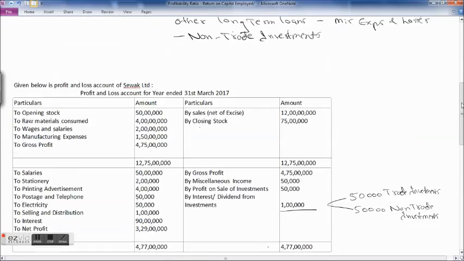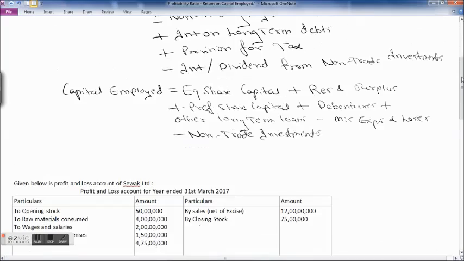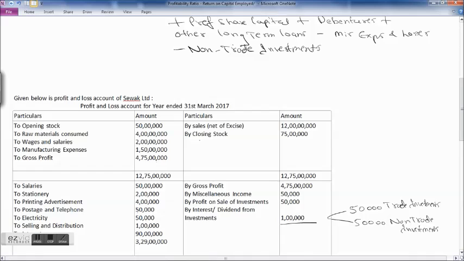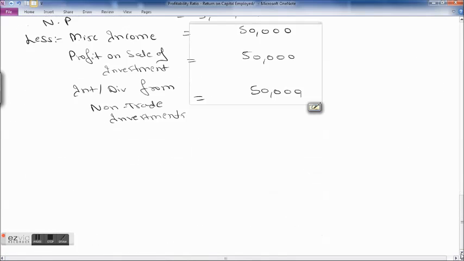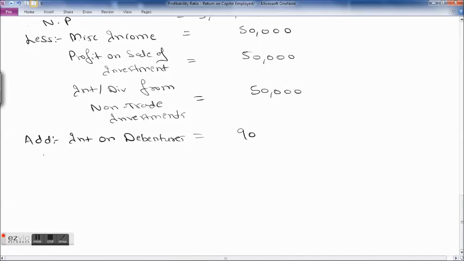Okay, now you have to add interest on long-term debts, right? If you see the formula, we will add back that interest. So that comes to add interest on debentures. How much is that? 90 lakh, right? So your return is 417. It's 4 crore 17 lakh 50,000.